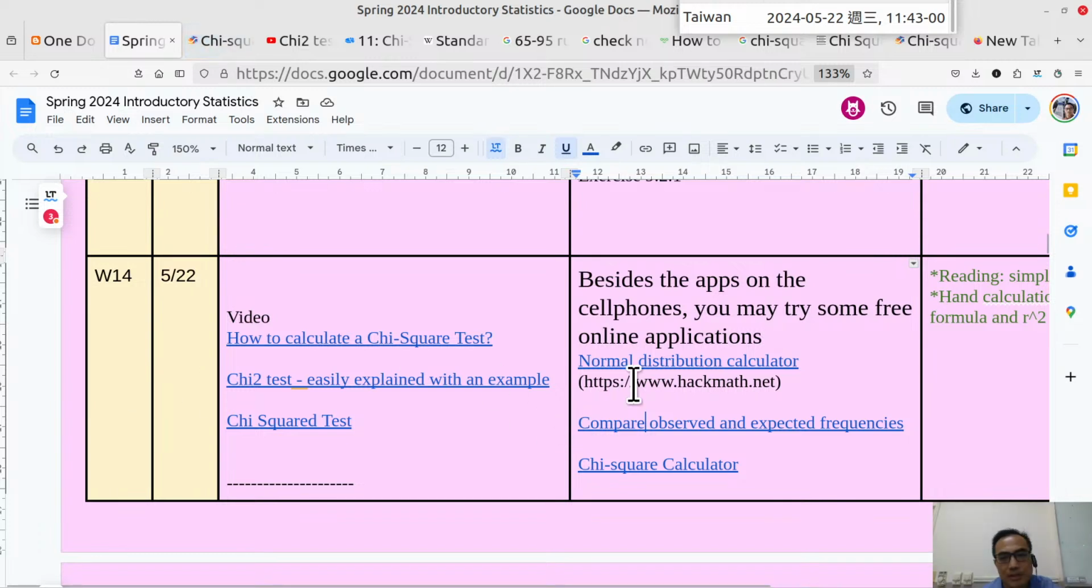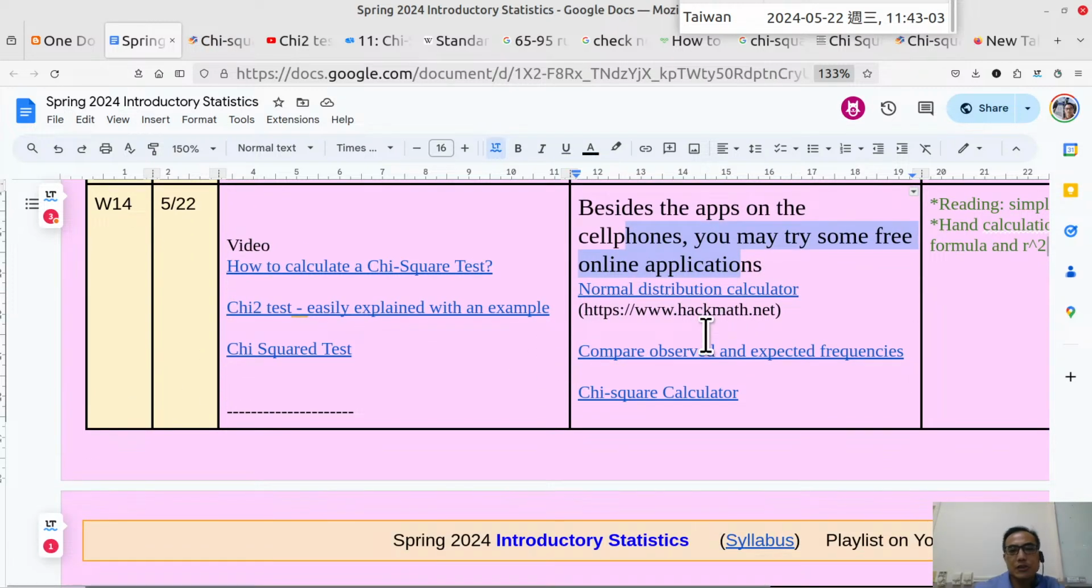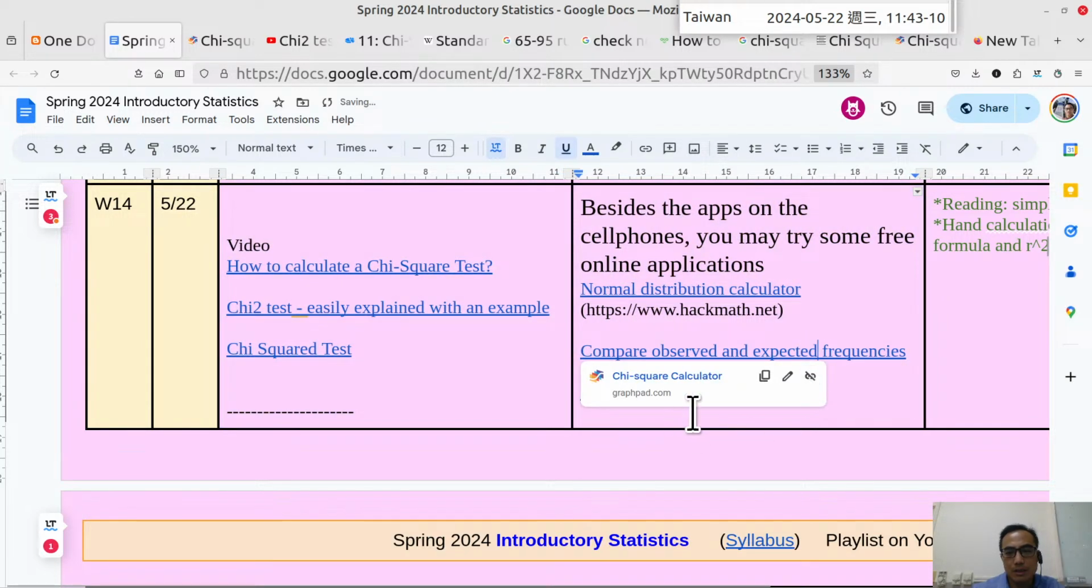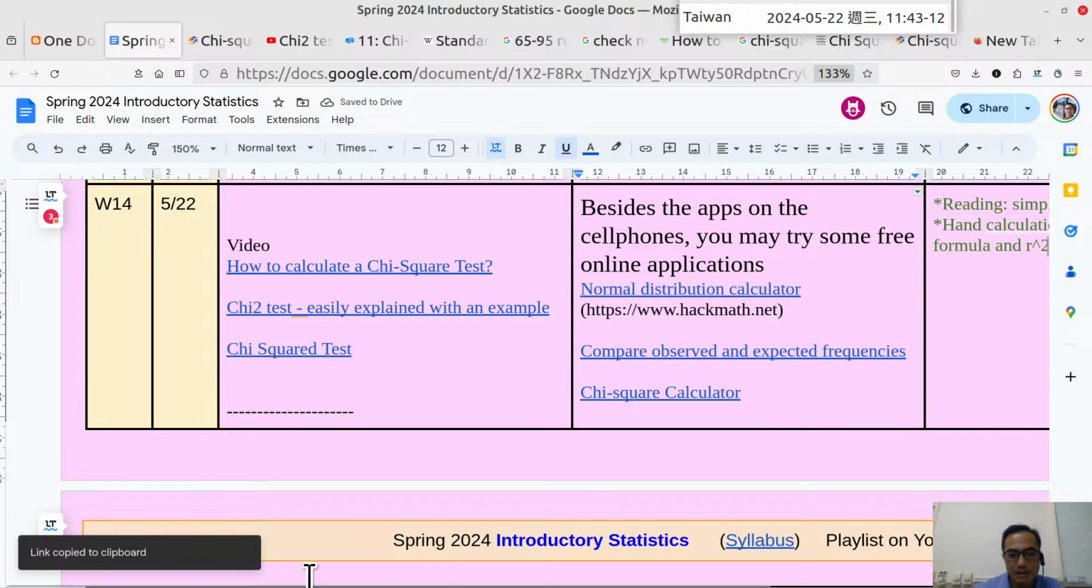Please go to the syllabus. I just added here, compare observed and expected frequencies. Please click here, or I think I can copy and paste it to our Line group.